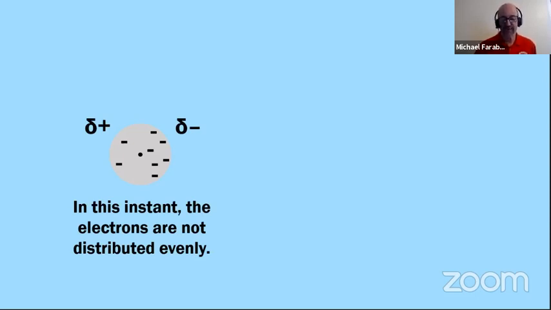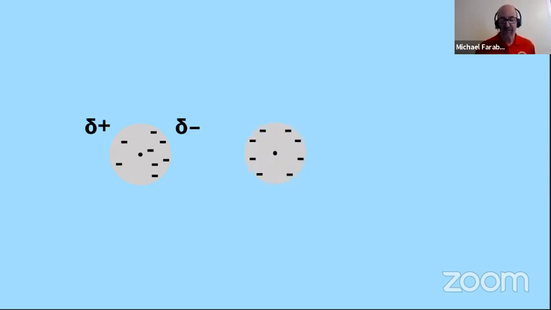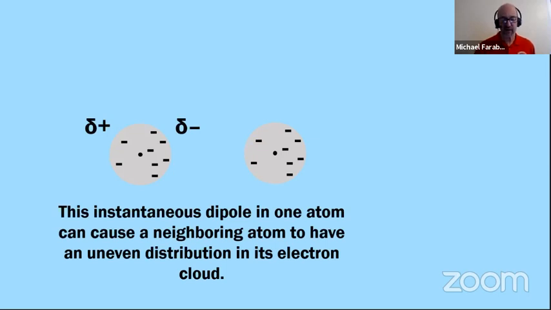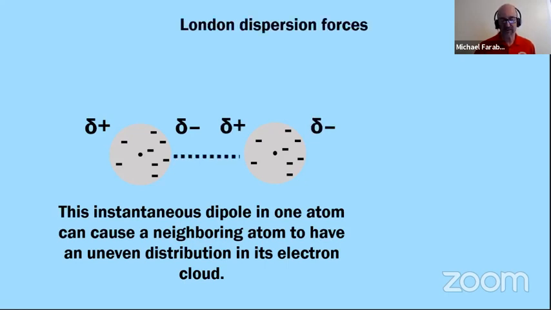Well, what if this particular atom happens to be near another atom? Now the dipole in one particle can induce a separation of charge in a neighboring particle. So this instantaneous dipole in one atom can cause a neighboring atom to have an uneven distribution in its electron cloud. This is what we call London dispersion forces.